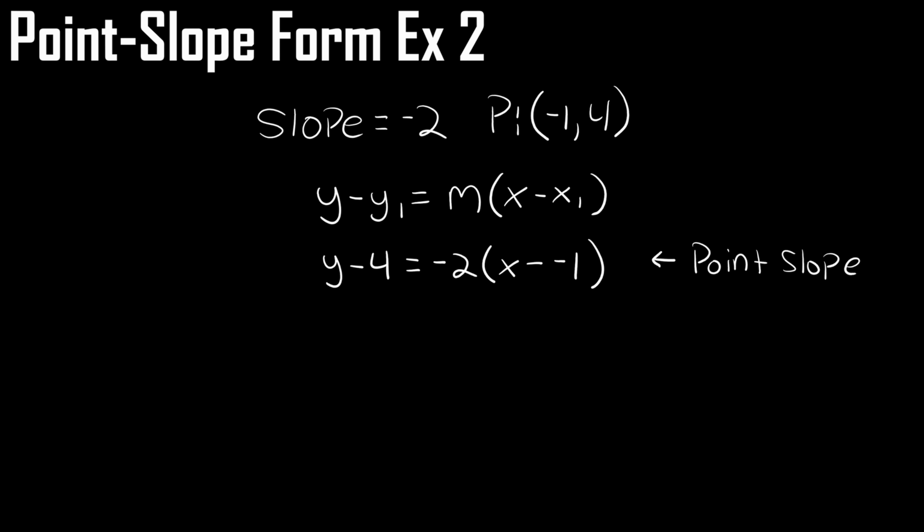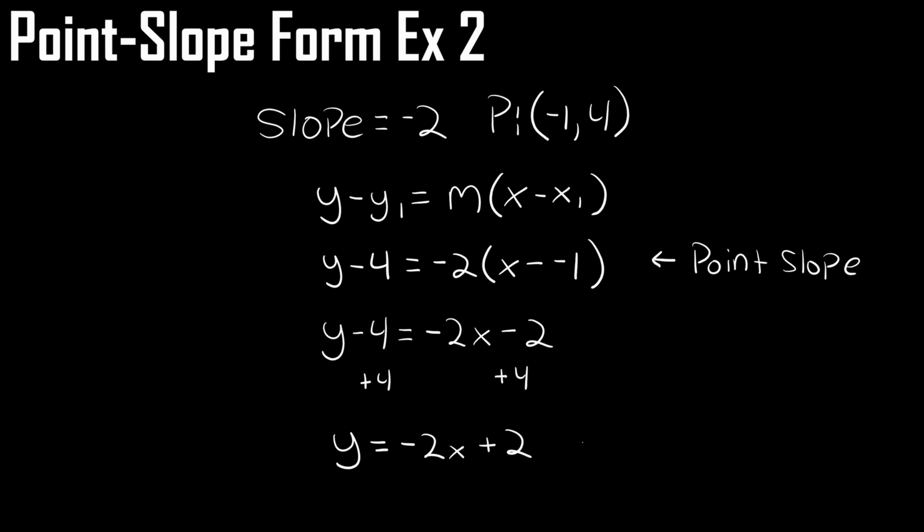And we can convert this to slope-intercept form. So we'll start by distributing the -2. So we're going to get -2x minus 2. Then we'll add 4 to both sides. So we're going to get y equals negative 2x plus 2. And this is our line in slope-intercept form.